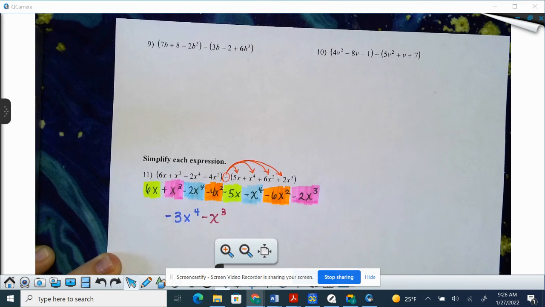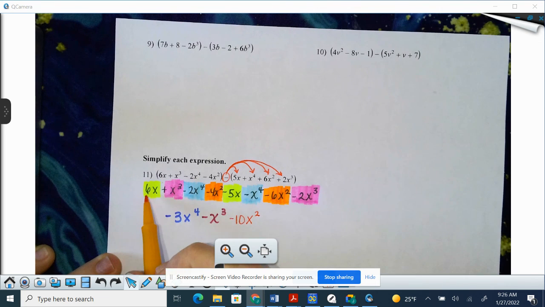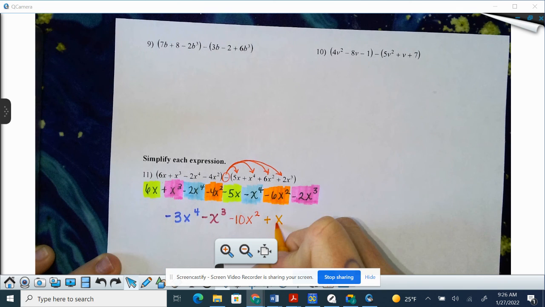Then x squared, which is going to be our orange guy. I owe 4, I owe 6, so that's -10x squared. Then I have x, and I have 6, I lost 5, so I have 1. And that's 1, 2, 3, 4 colors, 1, 2, 3, 4 colors. So I know I've pulled down everybody.